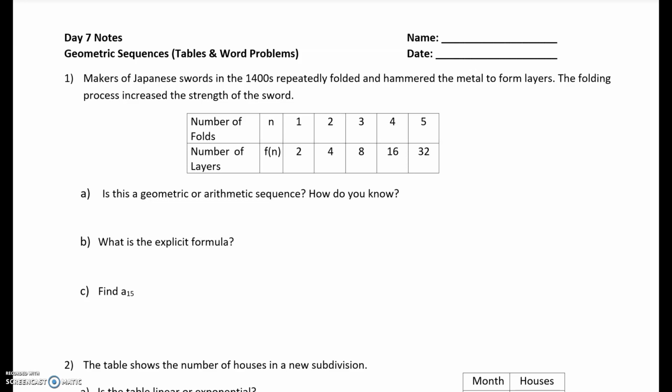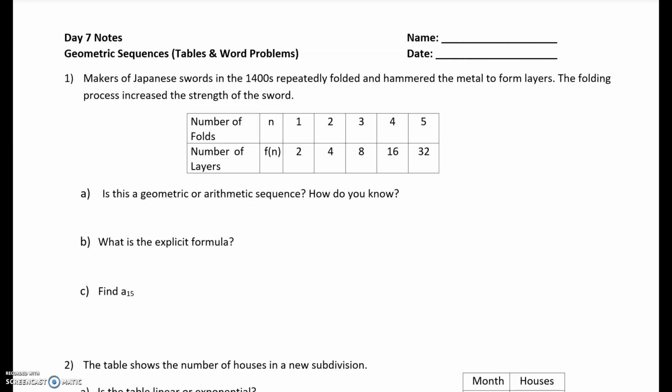It says, makers of Japanese swords in the 1400s repeatedly folded and hammered the metal to form layers. The folding process increased the strength of the sword. So here we've got a table and it says number of folds on the top. So that represents our n's, fold 1, fold 2, fold 3, fold 4, and fold 5. And then the number of layers that we would have is our f of n, which is the bottom row here, which is 2 layers, then 4 layers, then 8 layers, then 16 layers, then 32 layers.